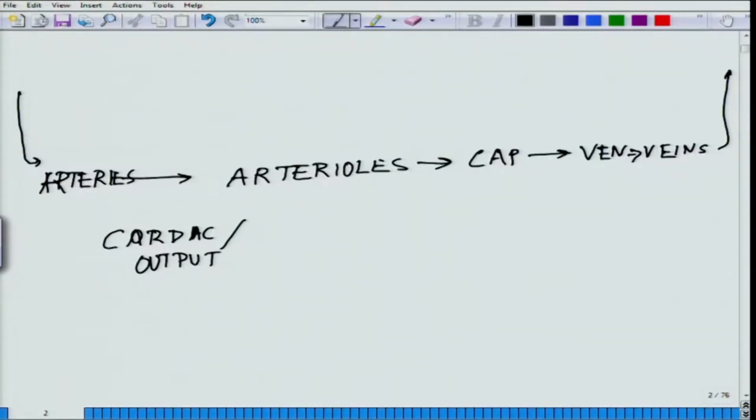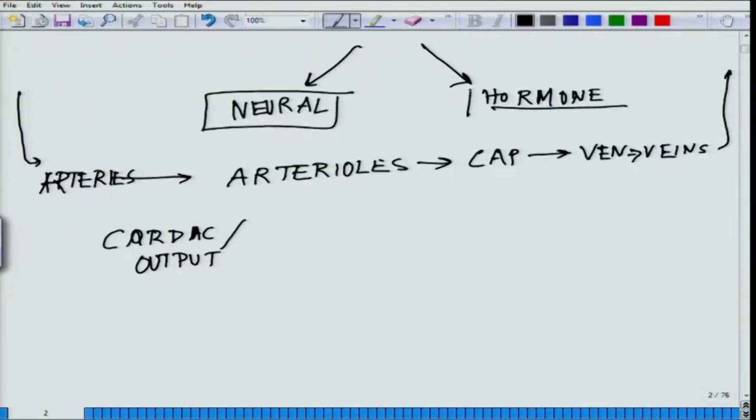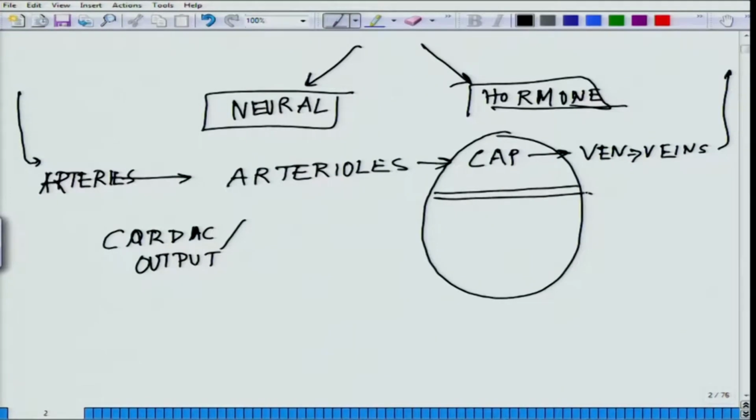And in the outline, we talked about that we will be discussing the hormonal and neural control of this whole dynamics at some other point, once we are finished with the neural and the hormonal part of it. So, today we are going to deal with the capillary and the capillary exchange.